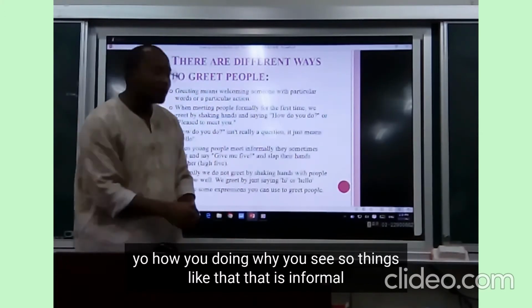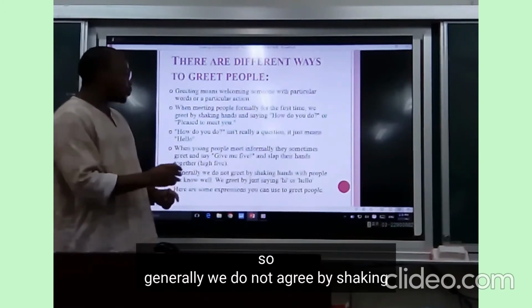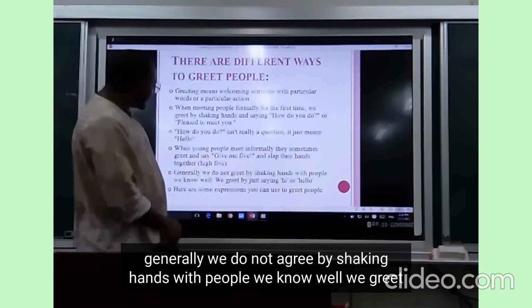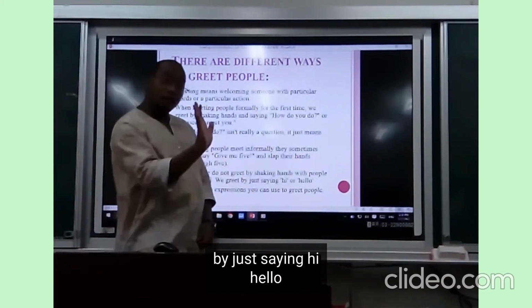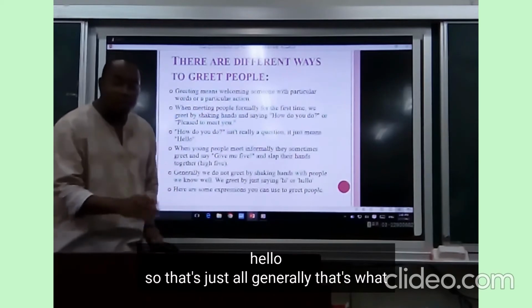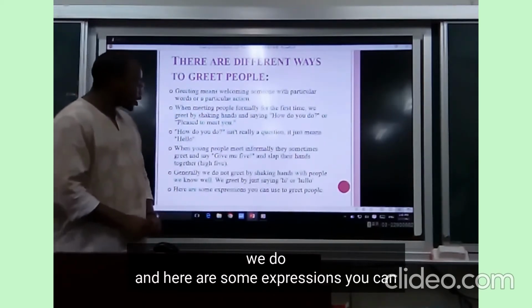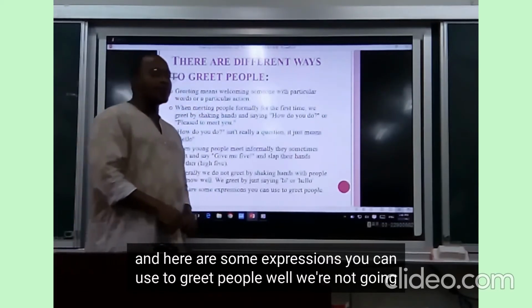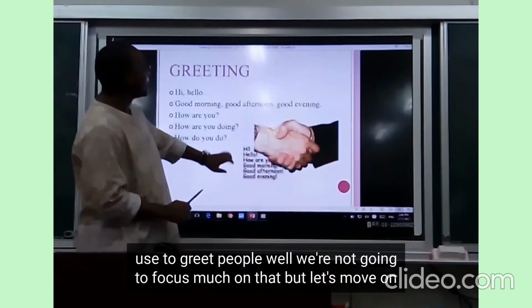That is informal. So, generally, we do not greet by shaking hands with people we know well. We greet by just saying hi, hello. So that's all. Generally, that's what we do. And here are some expressions you can use to greet people. Well, we're not going to focus much on that, but let's move on.